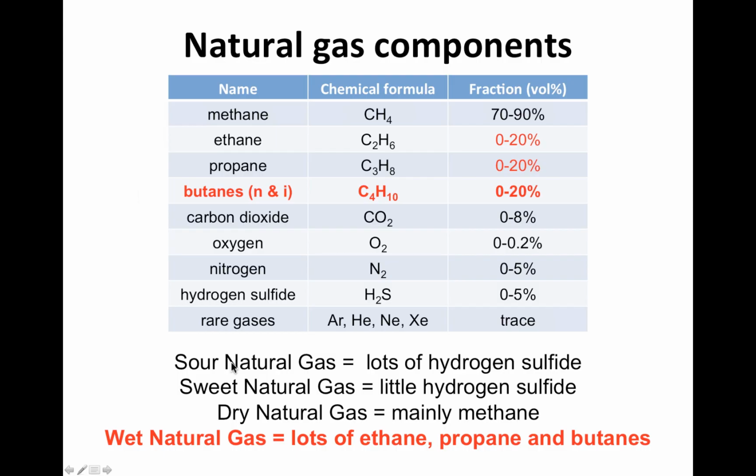So there are different flavors of natural gas, obviously. Sour natural gas contains a lot of hydrogen sulfide, hence its name. Conversely, sweet natural gas contains little hydrogen sulfide. Dry natural gas is mainly methane, but certainly given the current glut of methane on the market in the US, there is a lot of attention placed on sources of natural gas that are wet. In other words, contain high proportions of ethane, propane, and butanes.